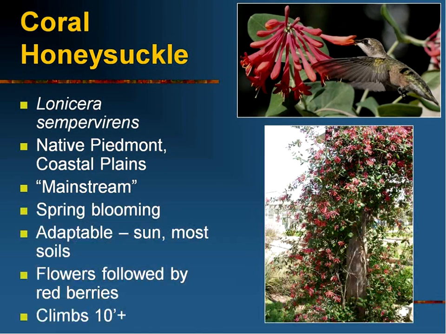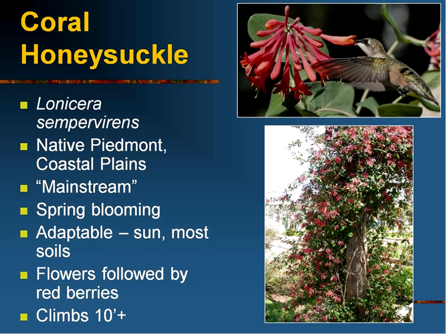And then coral honeysuckle. This one is more Piedmont and coastal plains. So I don't think you find it so much in the mountains growing wild, but it's definitely hardy and can be grown in the mountains. And it's another spring bloomer. So both coral honeysuckle and crossvine are spring bloomers. If you needed to prune them, you would wait and do that after they blossom, because if you were to cut them back now, you would lose those spring flowers.